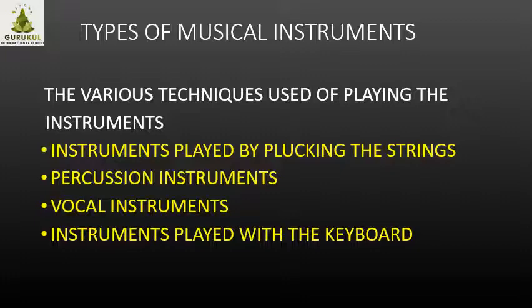Okay, and you know all the instruments are played by using different techniques. So based on the techniques used for playing them, the instruments are categorized. See there, types of musical instruments, the various techniques used for playing the instruments. Now which are the techniques? Now first there are 4 types. Okay, first is instruments played by plucking the strings.